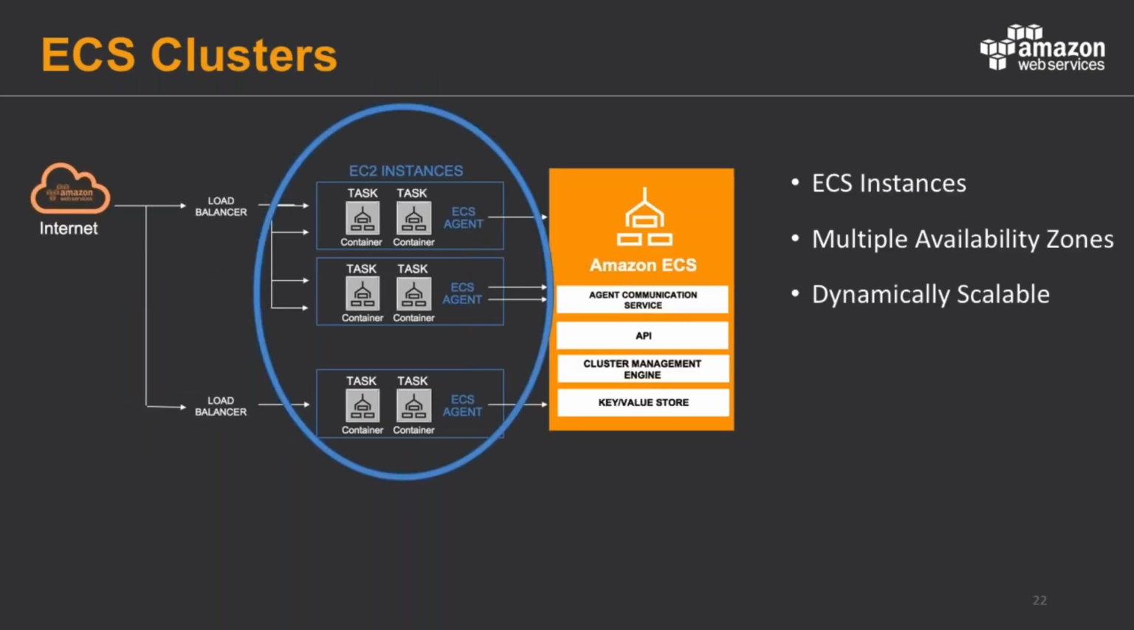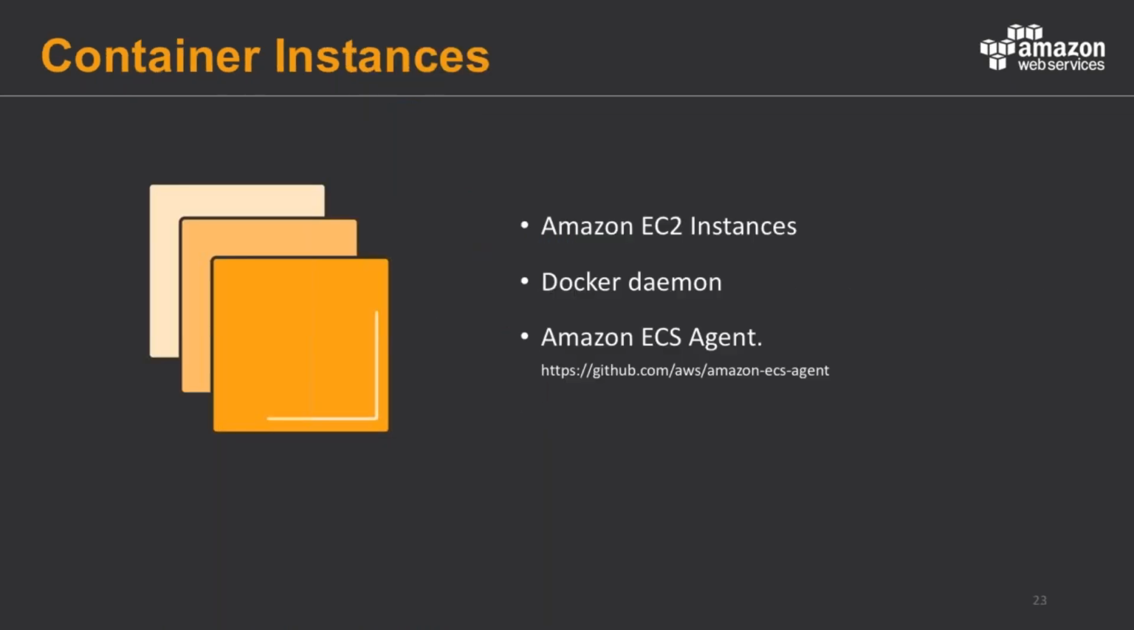So first, let's look at the cluster, which is the collection of our EC2 instances. Generally, we try and run them across multiple availability zones for high availability. They can be made up of different instance types, but they are region specific. And a container instance can only belong to one cluster.